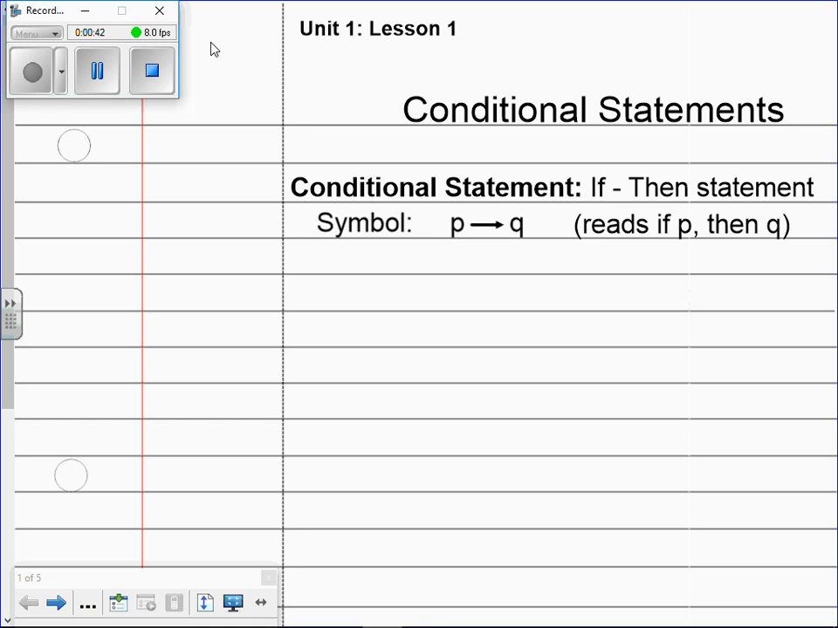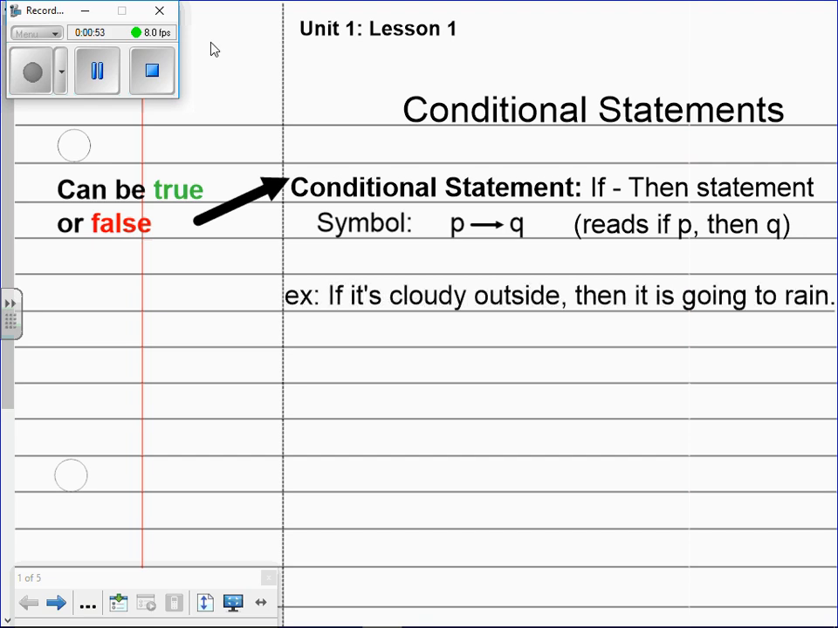Okay? Now, a conditional statement can be true or false. So it can be a true statement, or it can be a false statement. So, for example, if it's cloudy outside, then it's going to rain. That is an example of a conditional statement. Okay? So now there are parts of a conditional statement.